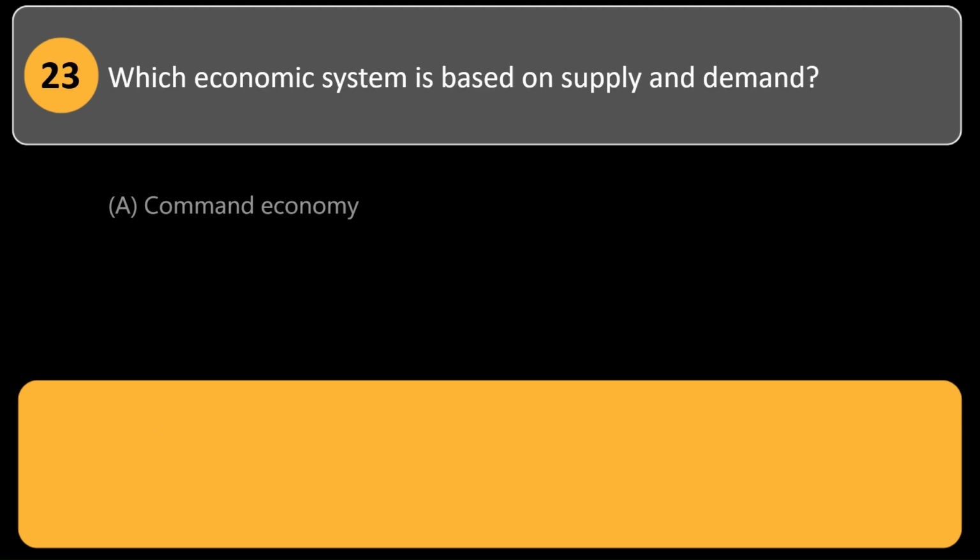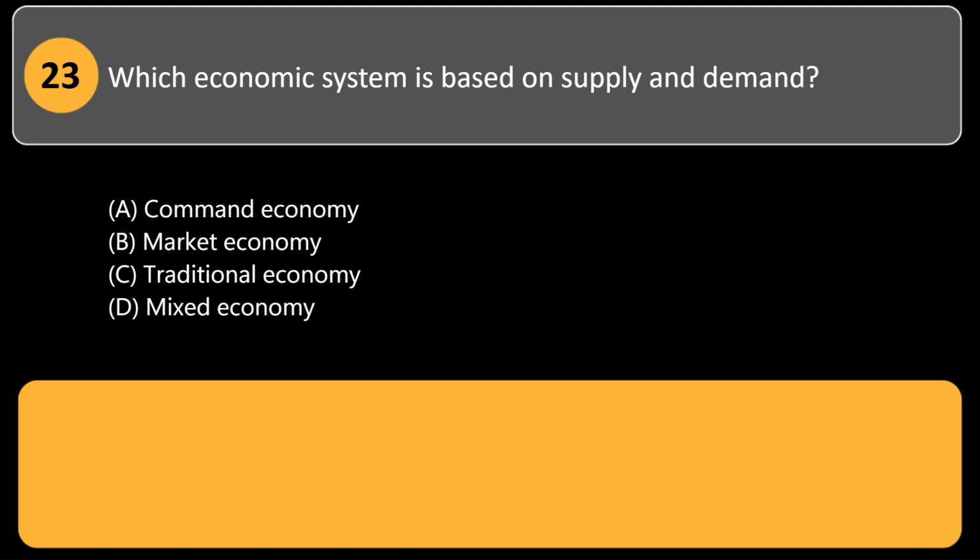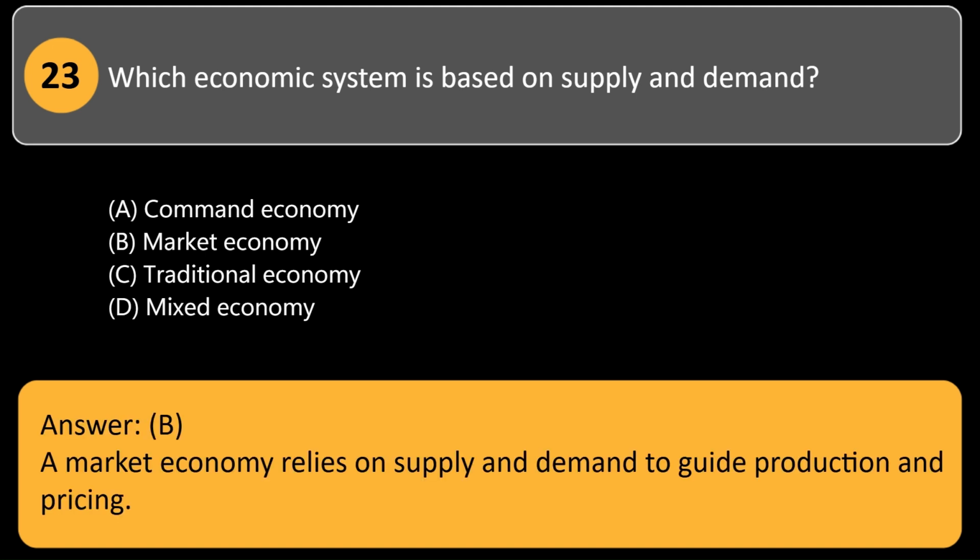Which economic system is based on supply and demand? A. Command economy. B. Market economy. C. Traditional economy. D. Mixed economy. Answer, B. A market economy relies on supply and demand to guide production and pricing.